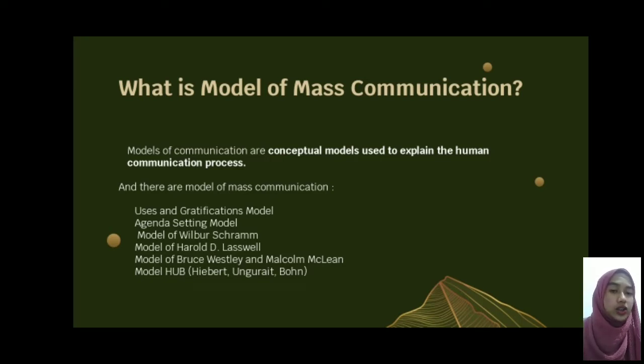The first one is the use and gratification model, agenda setting model, model of Wilbur Schramm, model of Harold D. Lasswell, model of Bruce Westley and Malcolm MacLean, and the last model, Hoop. But today I will just explain three models of mass communication. The first one is the use and gratification model, the agenda setting model, and the last is the model of Wilbur Schramm. Okay, let me start the first material.